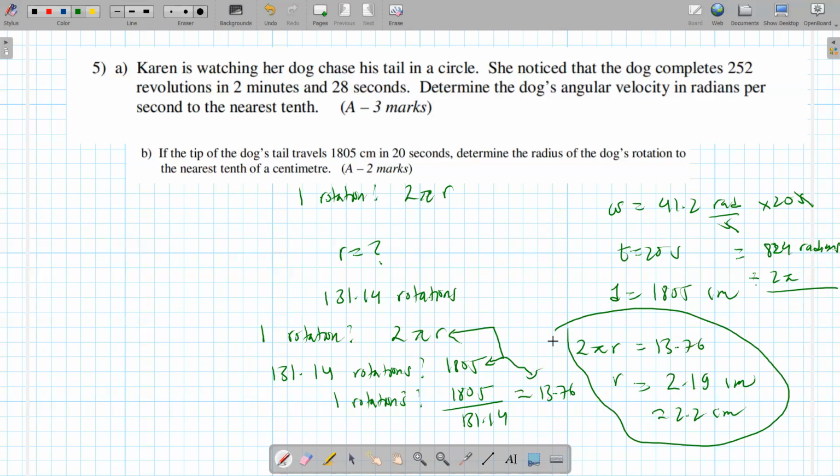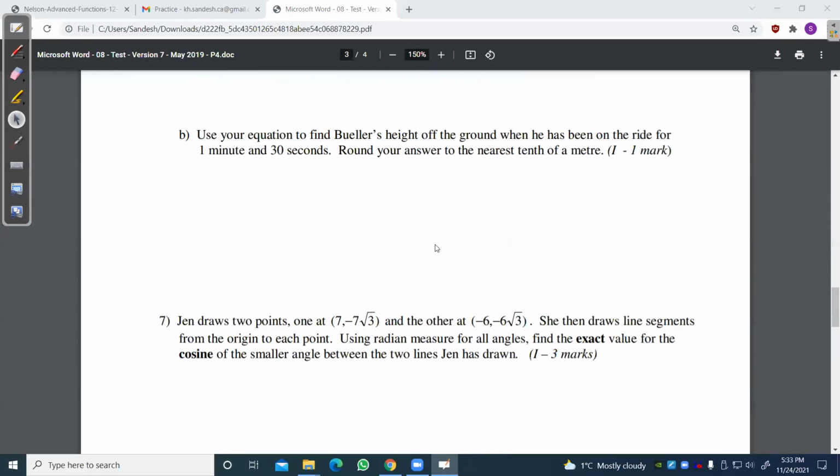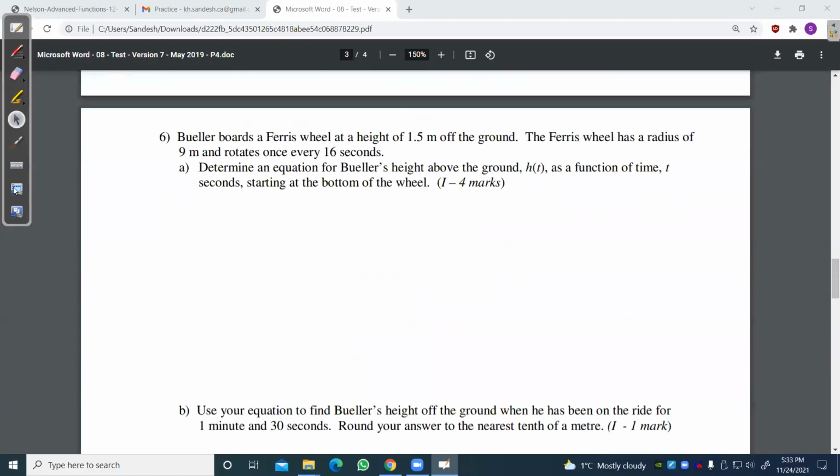Okay, this one was a little bit difficult. Hopefully it doesn't come, but if it does come, just remember W is theta over T, okay? And you just need to play around with the units for anything more difficult that they ask you. Okay, this one we can do.